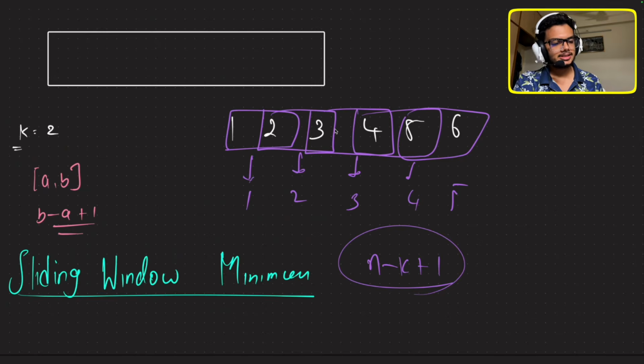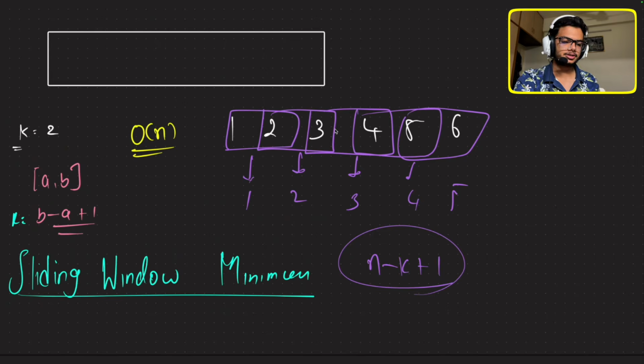You can clearly see we can use this idea, right? Because in this question also, we are effectively doing the same thing. We are maintaining a window where k is equal to b minus a plus 1, and the window is sliding one by one, right? And the beauty of this approach is that it solves this problem in order of n time.